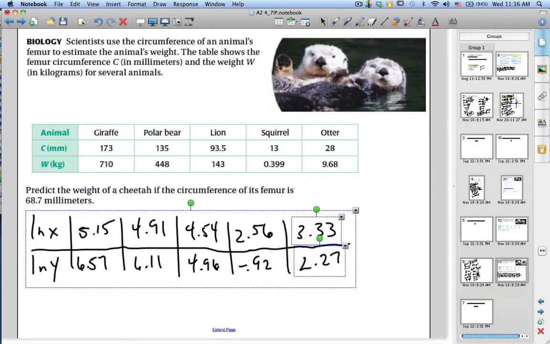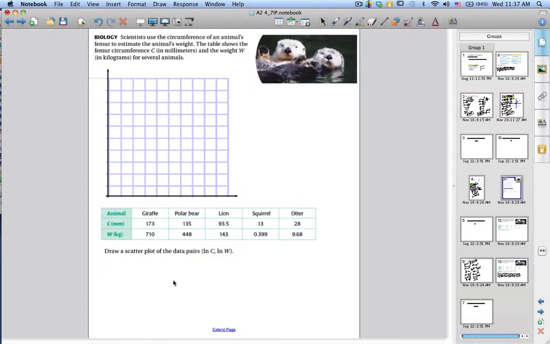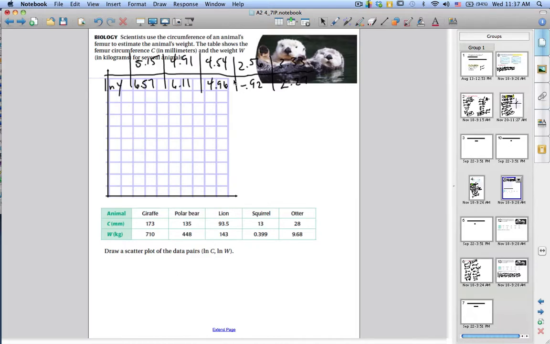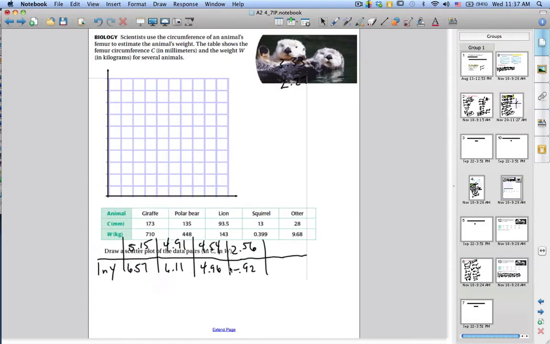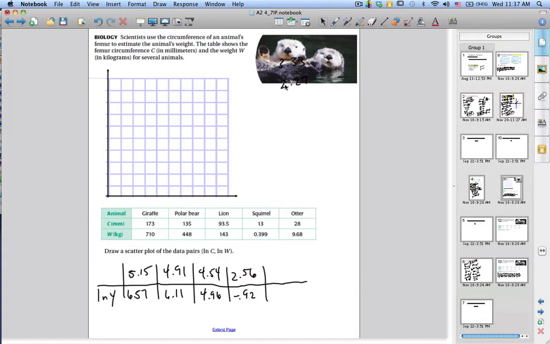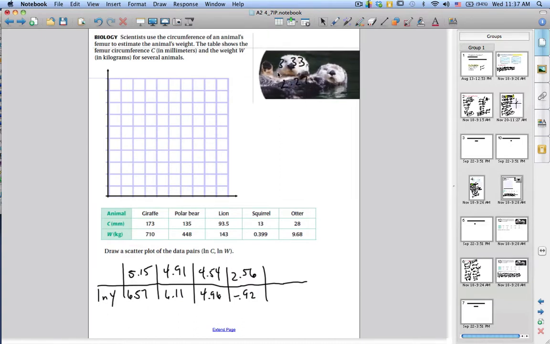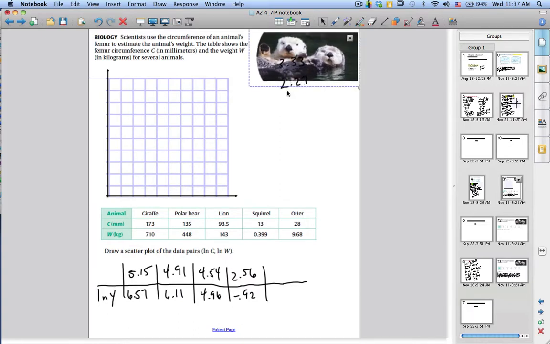Okay, so when I go ahead and create this table, I could go ahead and plot this. Right? So if I pull this guy, sorry, I lost a couple of my values there.